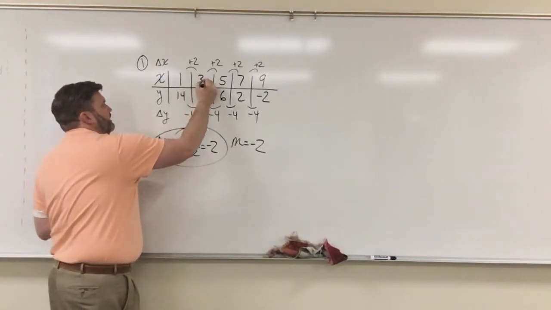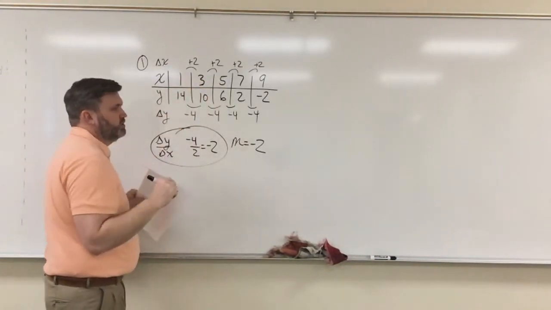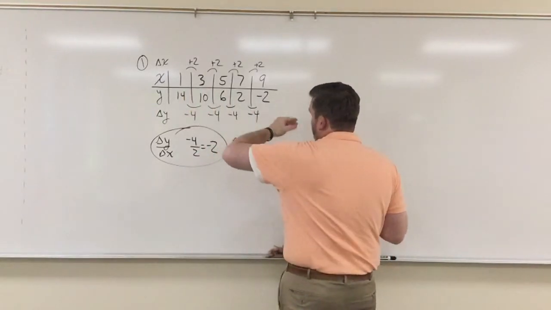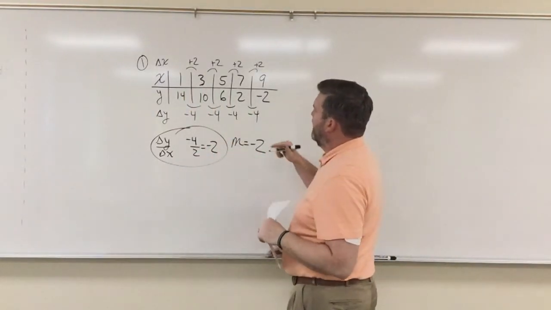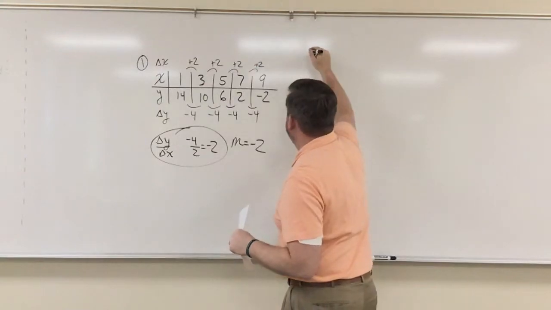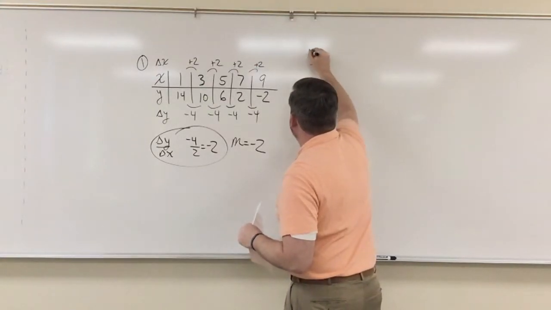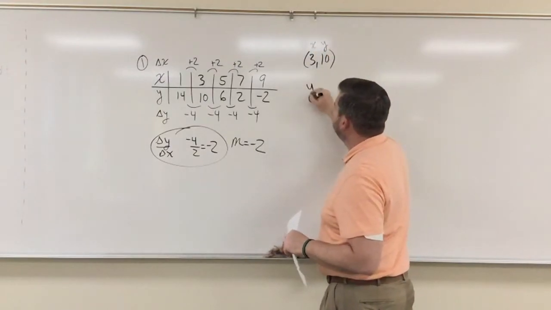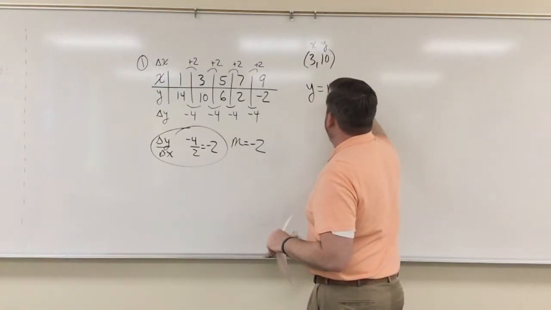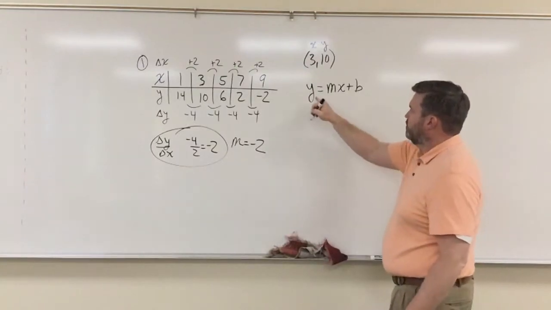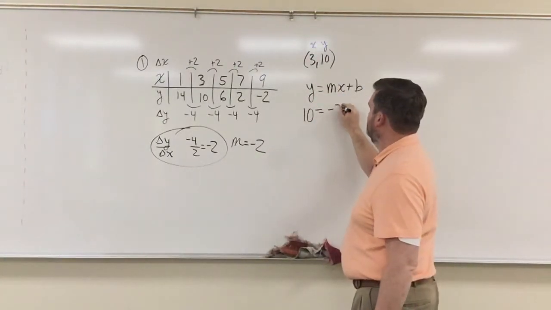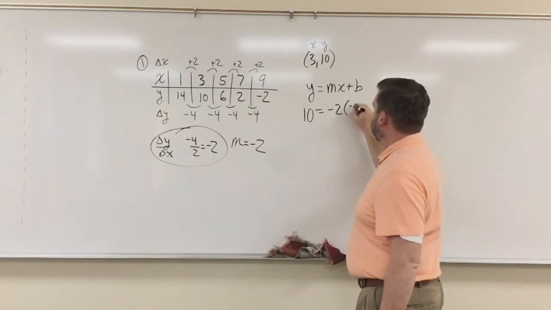I did not give you an x value of 0, so we have to find the y-intercept. Again, you can pick any point that you want to pick. I'm going to pick 3, 10. No particular reason, just because it stuck out. So there's my x and there's my y. y equals mx plus b. So y is 10, m is -2, and x is 3.